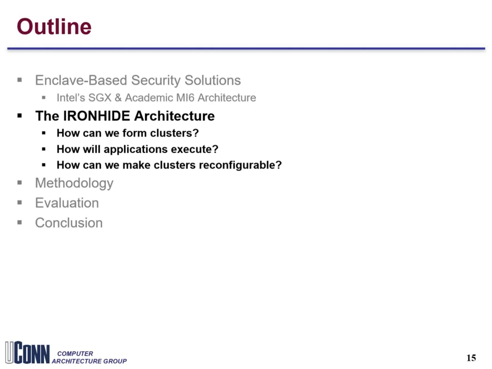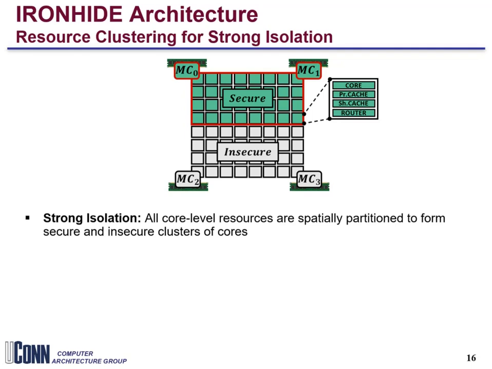Now, in order to bring IRONHIDE into reality, it is essential to answer these three key questions. That is, how can we actually form clusters in the system? And when we have the clusters, how will applications execute in the system? And when the applications are executing, how can we make these clusters reconfigurable so that we can achieve load-balanced performance? So, for strong isolation, all core-level resources of the system are spatially partitioned to form a secure and an insecure cluster of cores, where secure and insecure processes temporarily execute.